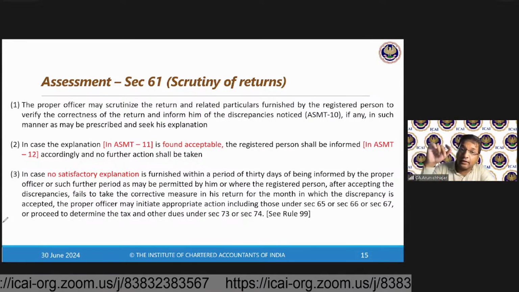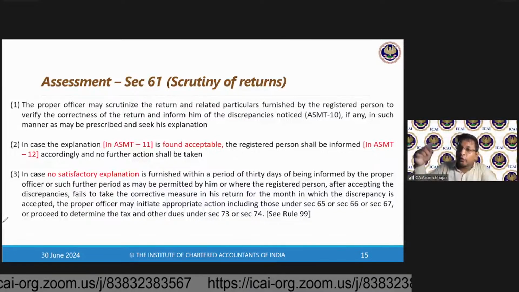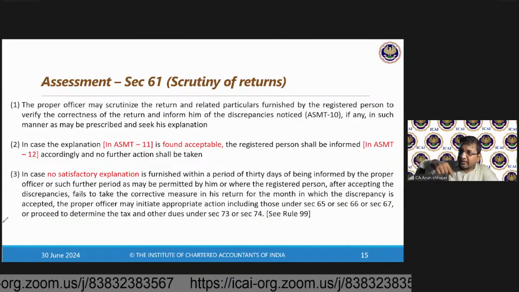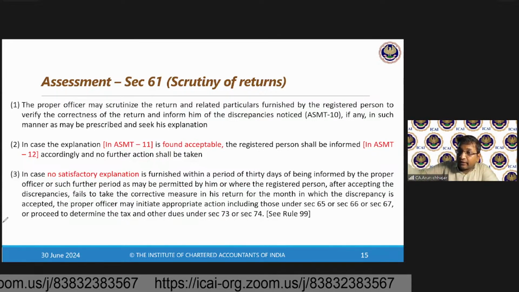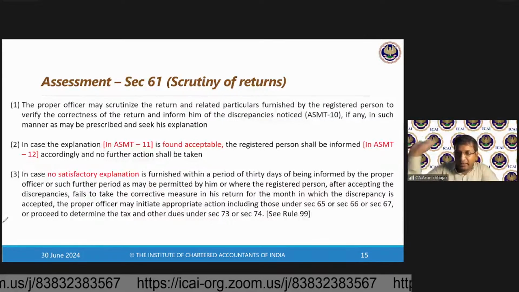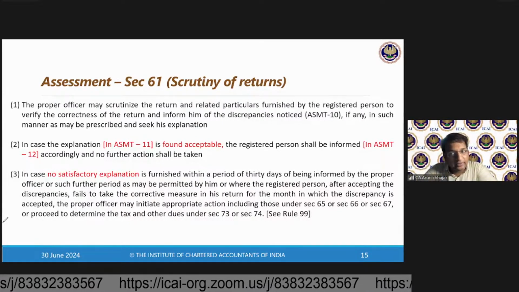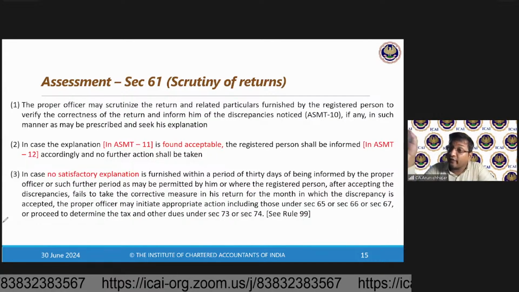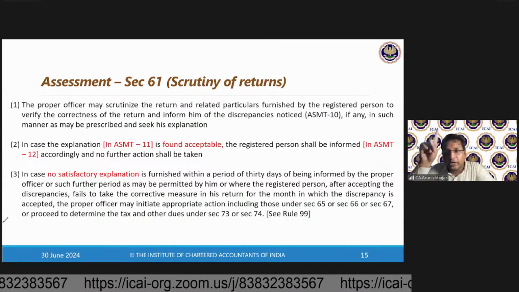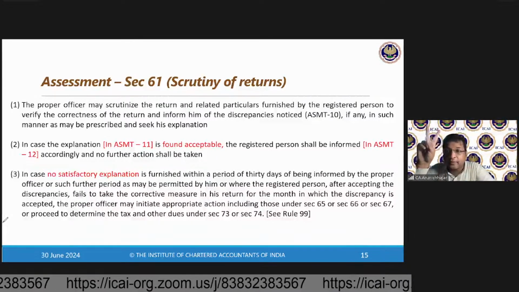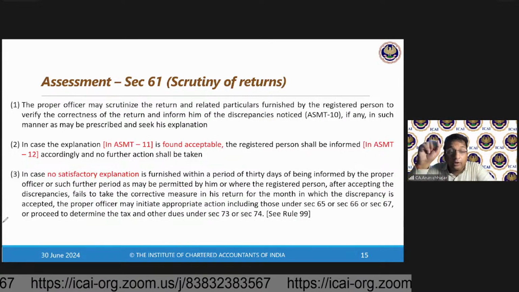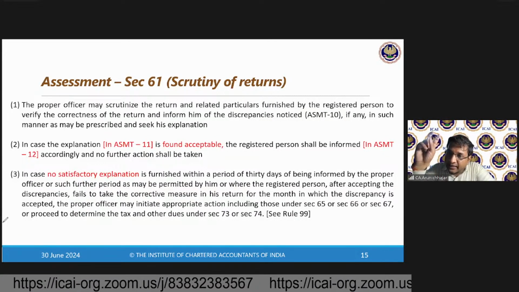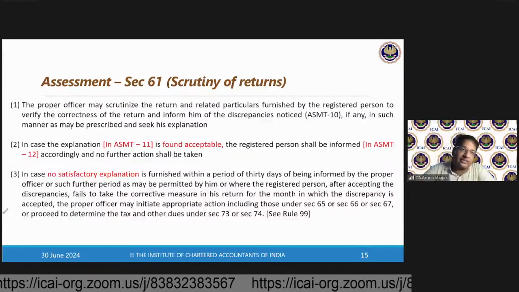Let me repeat once again. Scrutiny of return. You are the officer. You are issuing the ASMT 10 to the registered person. Registered person will give the reply in the ASMT 11. And either you are satisfied, pay the taxes. Either you are satisfied, matter closed, ASMT 12. If you are not satisfied, then you can do the inspection search seizure, section 65, 66, 67, audit, then determine the tax interest penalty under 73 or 74.